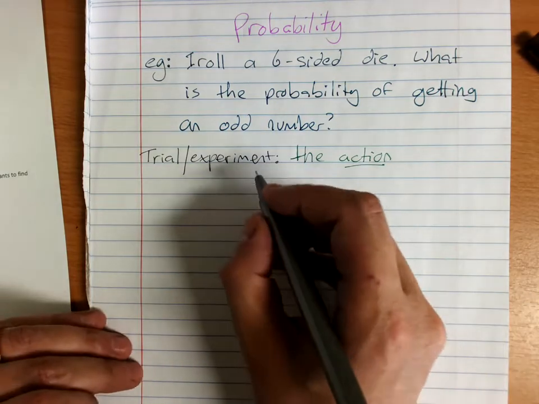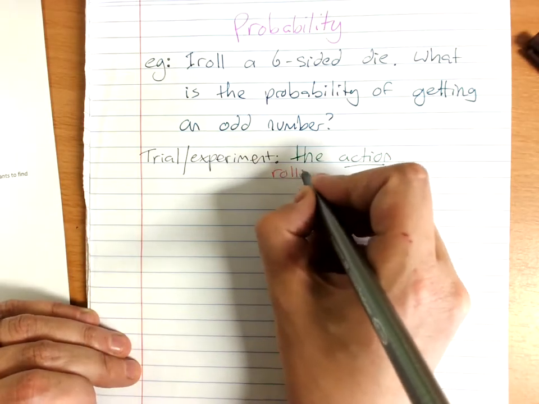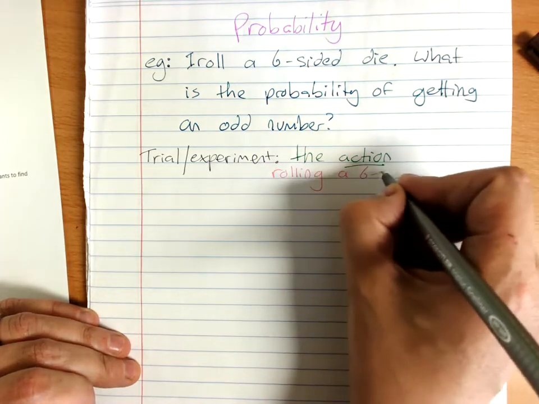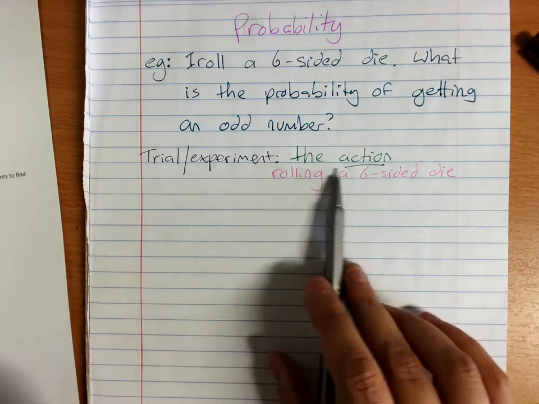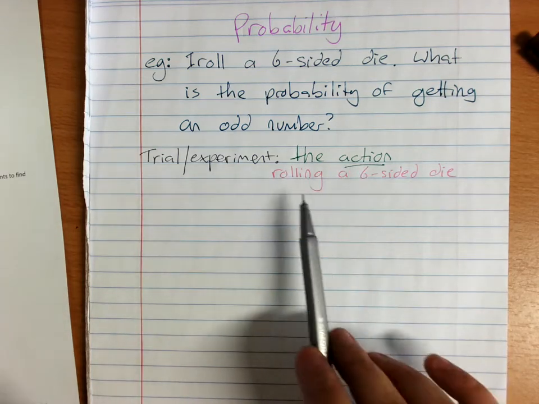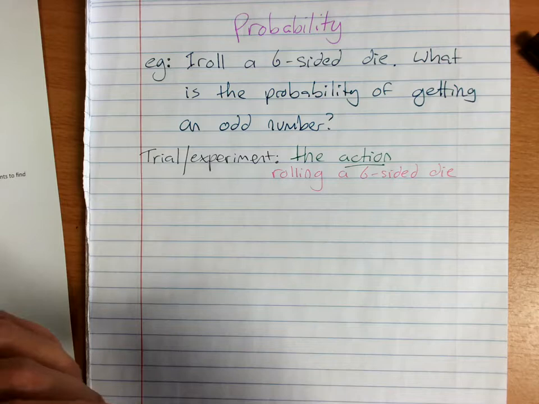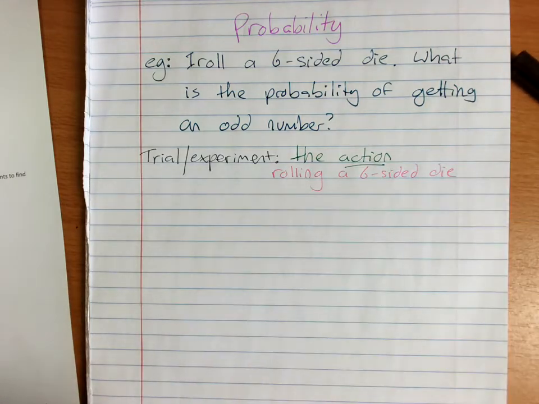James? Rolling the six-sided dice. Rolling a six-sided die. So my definition is in this green here, and then what it is in this question is there in pink. So the trial or the experiment is the thing that we're doing.